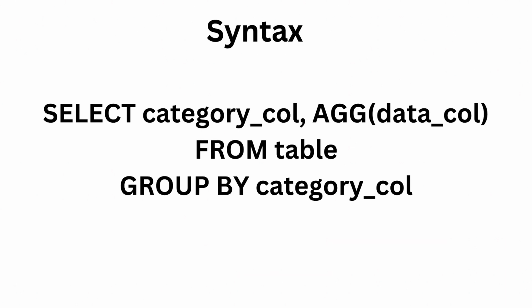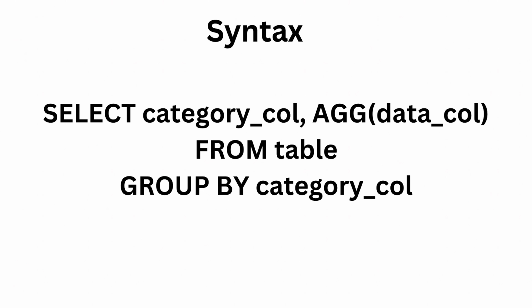So let's actually explore the general syntax. The most basic group by call looks like this. We select some sort of category column, or something we've deemed to be categorical, and then we choose to perform some aggregate function on the data column. AGG here is just a placeholder for some aggregate function on some data column. We select it from the table, and then immediately after that, we call group by that category column.